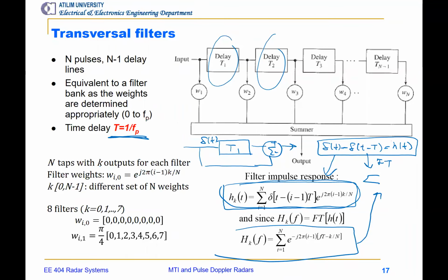And here, with n taps, we get K outputs, one for each filter. The filter weights are going to be an exponential function, as you can see here. For n weights, we can define K filters, let's say 8 filters. The filter weights will simply be an extension of this exponential. We insert the i and k values and determine the weights. So depending on the number of delay lines, we can calculate the weights.